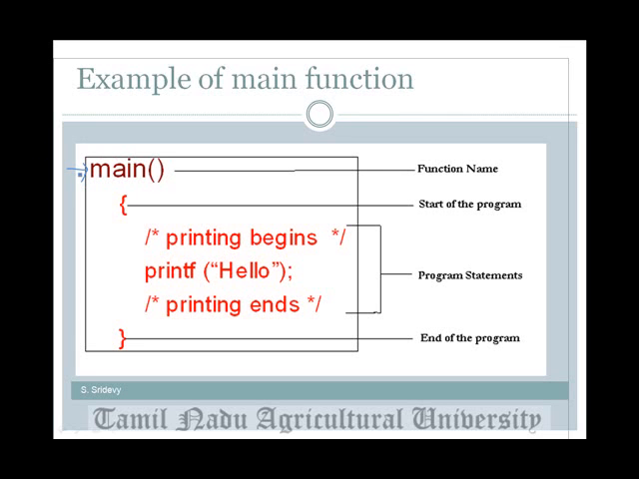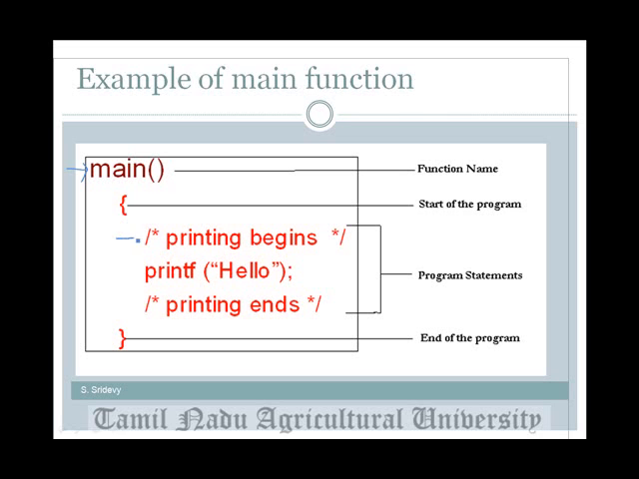So this is the first line in the main function. It is the name of the function, and it is followed by an empty pair of parentheses. And this flower brace, or the butterfly bracket, marks the start of the program or the start of the main function.